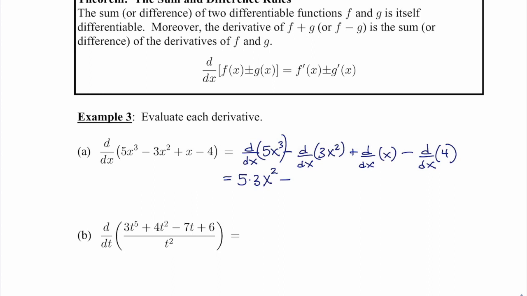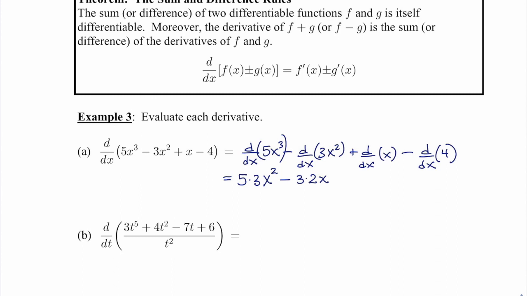And then the next term, I have something very similar. My scalar multiple stays there. And then I have times the derivative of x squared. And I'll move the exponent, make it a coefficient. And my new exponent would be 1, which I don't really need to write because x to the 1 is the same as x.